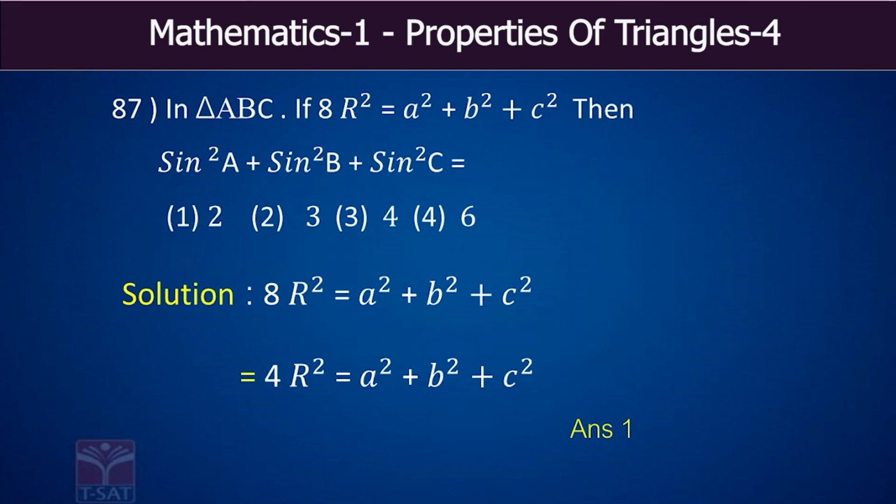Problem number 87. In triangle ABC, if 8 capital R square is equal to a square plus b square plus c square, then sin square a plus sin square b plus sin square c is: 1, 2; 2, 3; 3, 4; and 4, 6. Now 8R square is equal to a square plus b square plus c square, which is 4 capital R square into sin square a plus sin square b plus sin square c. If you simplify it, then you will get sin square a plus sin square b plus sin square c is equal to 2. Option number 1.